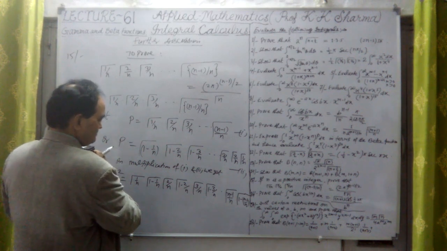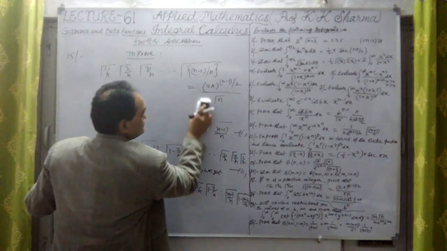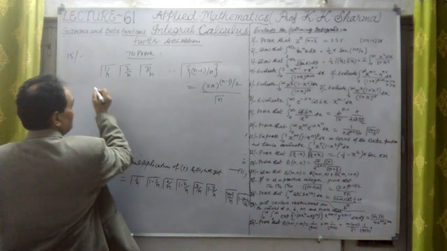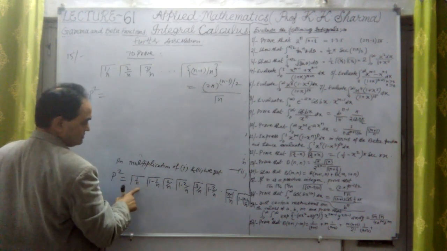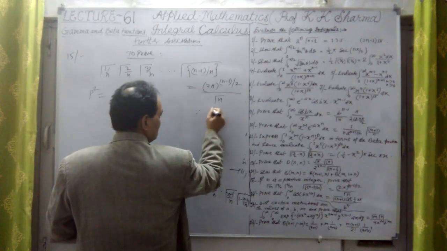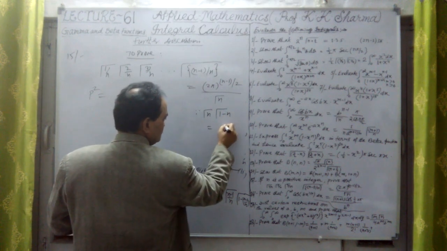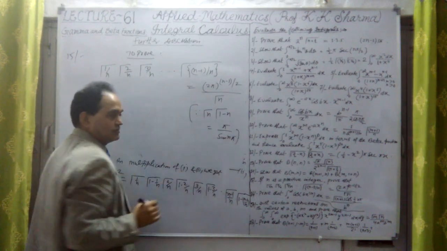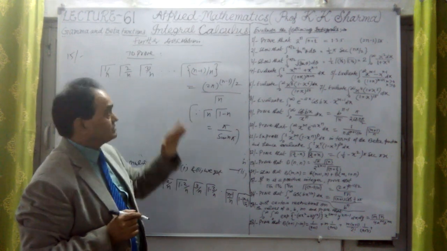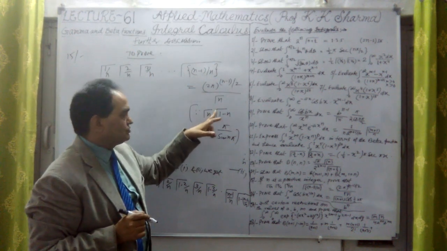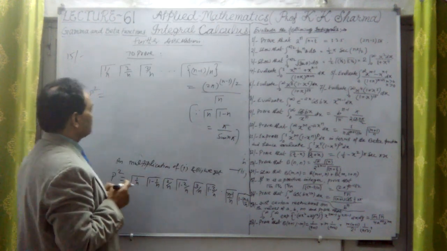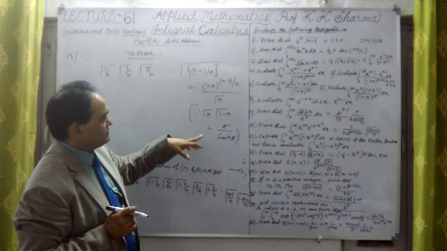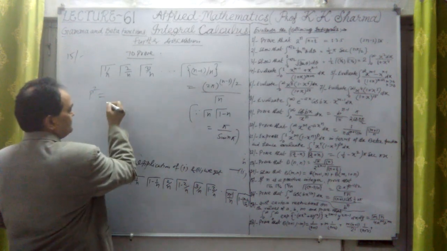So p square is equal to the product of gamma n and gamma 1 minus n terms. Since we know gamma n into gamma 1 minus n is equal to pi upon sine n pi, this formula we have already proved in the previous lecture series, in the 60th lecture, where we proved gamma n into gamma 1 minus n equals pi upon sine n pi. This is the value.